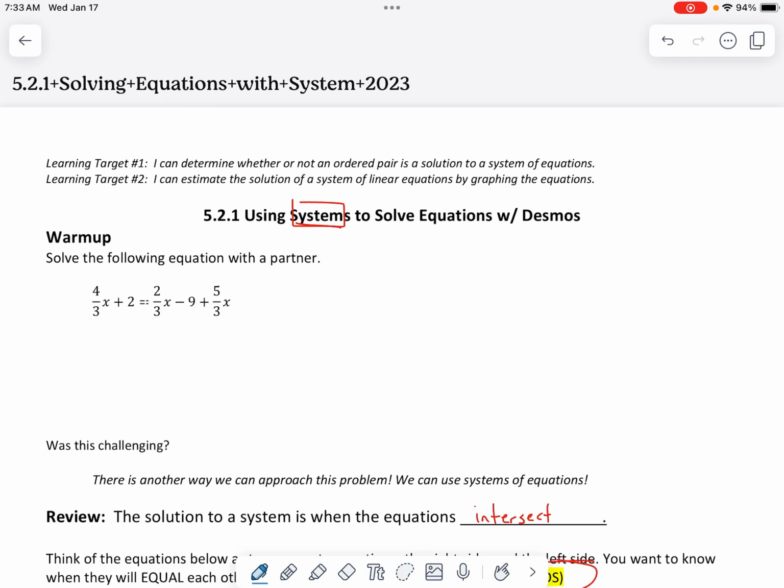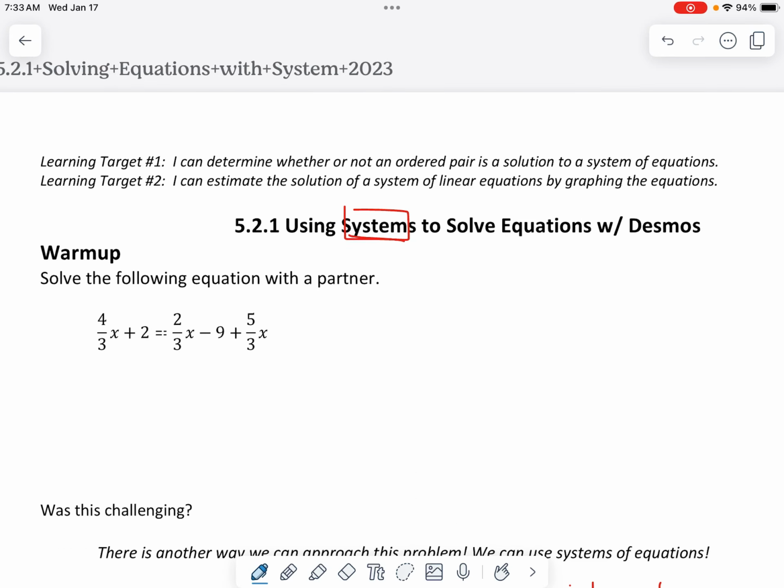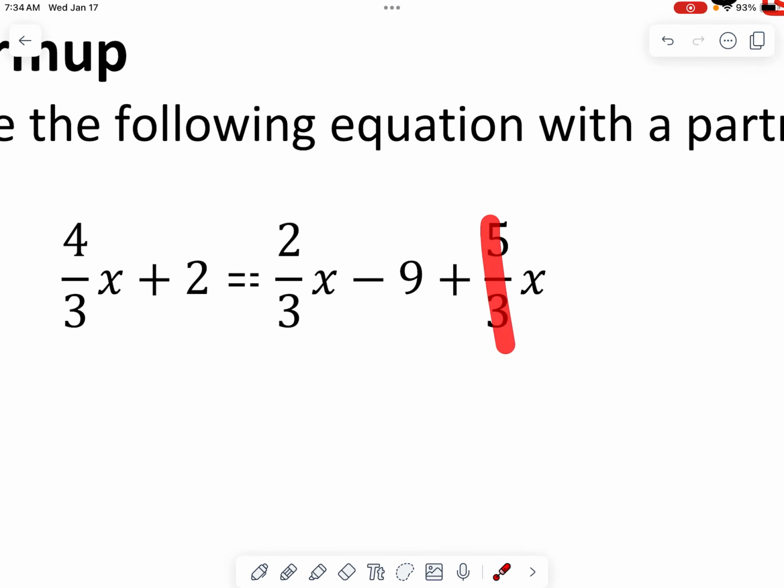But today we're going to talk about using systems, the things we've been working on the last couple of days, to help us solve super long equations. So I'm talking about things like this, right? If we look at this, we've got multiple fractions in here. We've got some other values.